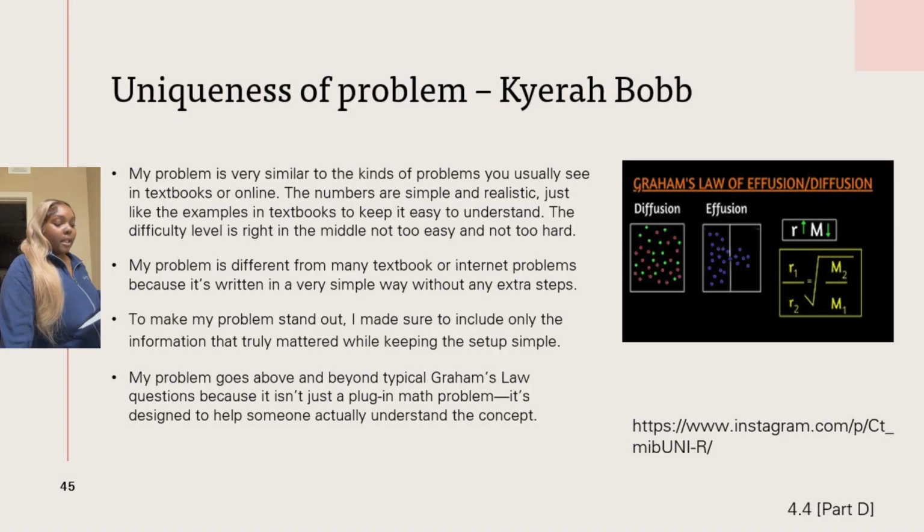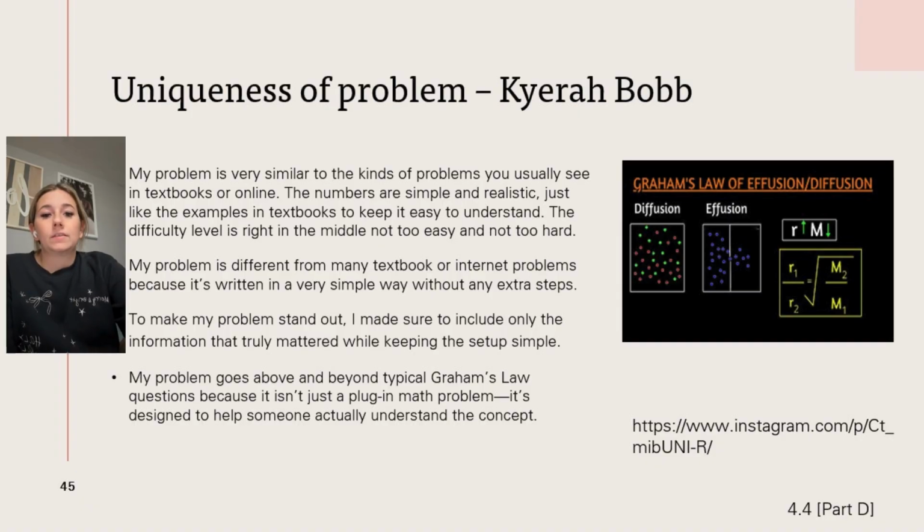A lot of problems online include multiple gases, tricky decimals, and additional information that I don't believe is actually needed, but mine keeps the focus on the key of Graham's law, and I also purposely chose an easy to use rate ratio. How my problem goes above and beyond common problems. Since my problem is simple, focused, and thought out, it teaches the idea behind the law, not just the formula, so we can clearly understand. Overall, it shows more intention and clarity than many basic problems found in textbooks or online.